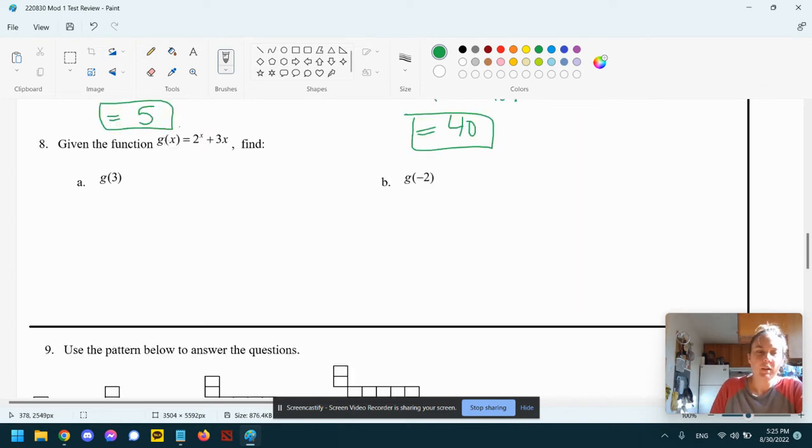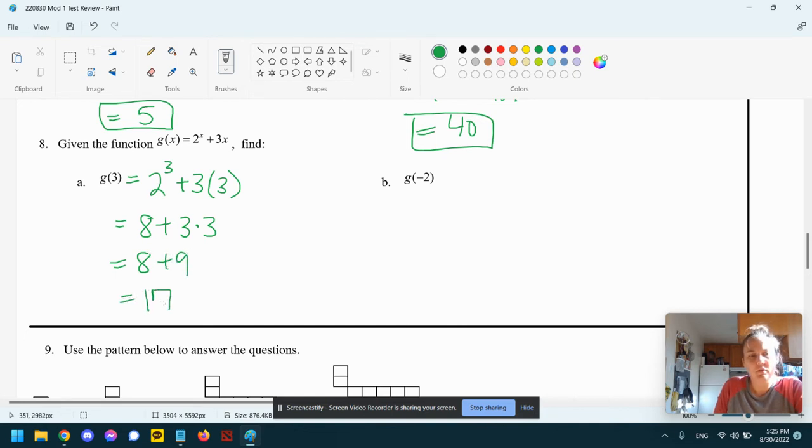Moving on. Same deal. Every time I see an x, I'm going to plug in a 3. I'm going to do exponents first, multiplication next, and addition last of all. The thing I went really fast on is 2 to the third is just 2 times 2 times 2, which if we do the multiplication is 8.